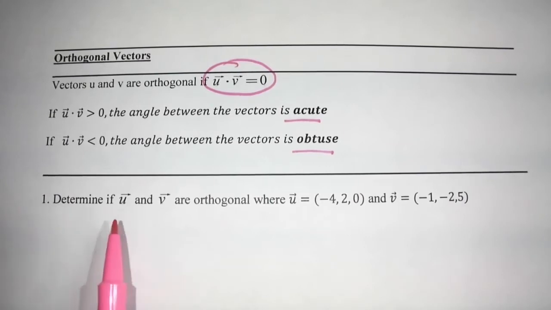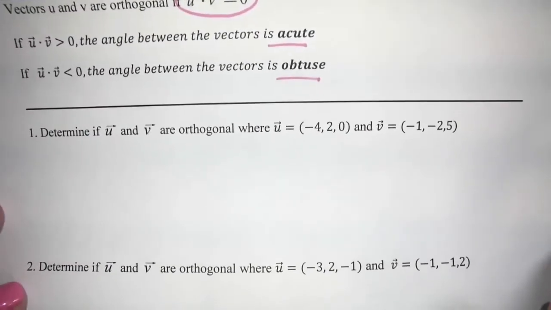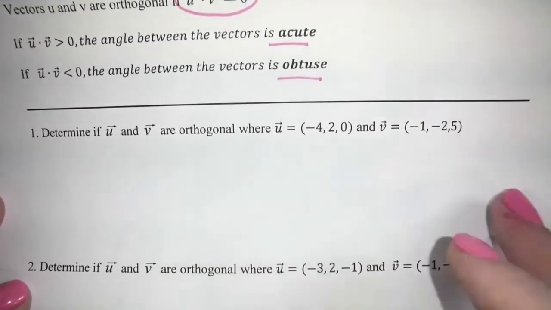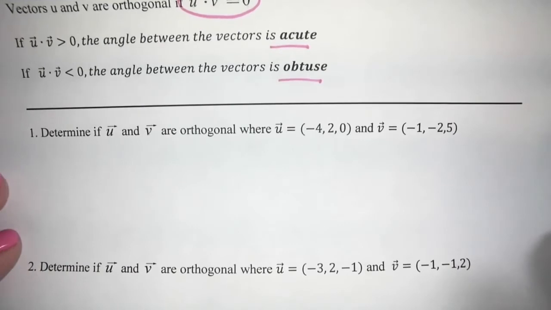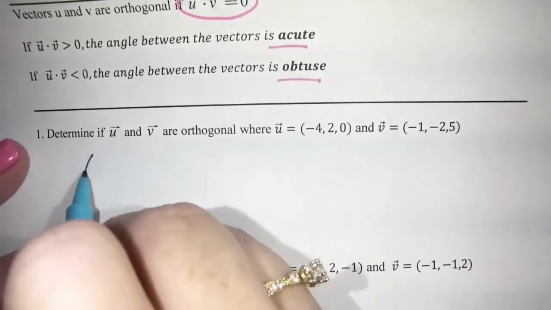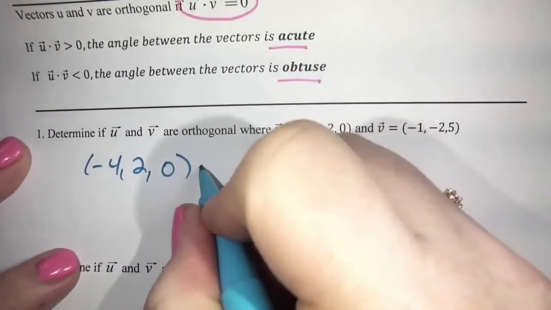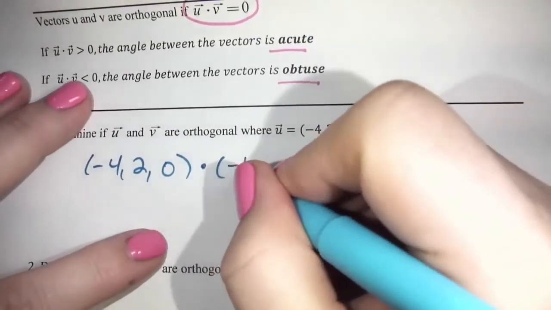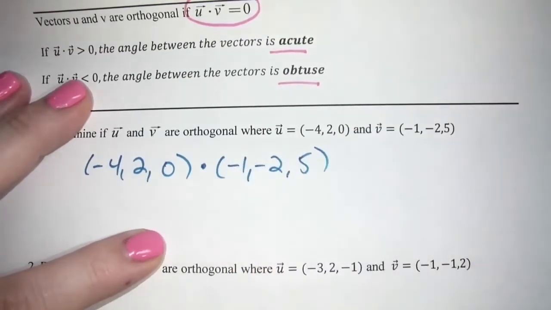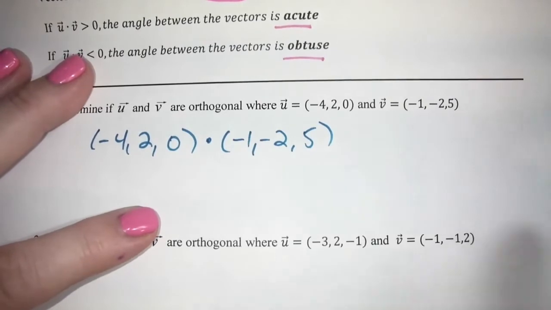So number 1, determine if u and v are orthogonal, and they give you 2 vectors. In the context of the exam, they would give you 1 vector and then probably 5 different answers, and you'd have to dot all 5 of them and see which one gives you 0. So here we're going to check, is -4, 2, 0, dot, -1, -2, 5, is the dot product equal to 0? And if it is, then they are in fact orthogonal.